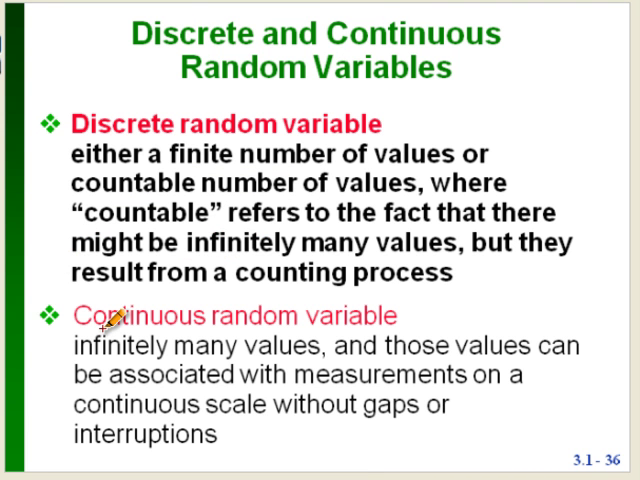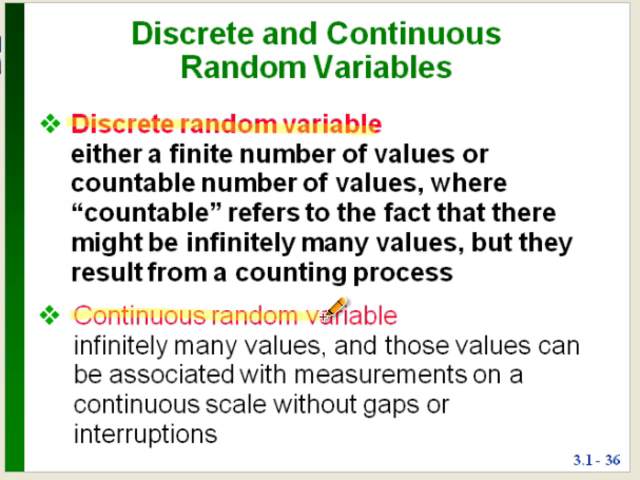Now when we talk about discrete and continuous random variables, discrete is what we're dealing with in this chapter. Discrete means that we have a finite number of values, that they're countable. In other words, we could look at them and count how many there were. Or at least we could start counting. We might have an infinite number of values, but it's something that we could start looking at the list and counting 1, 2, 3, 4, and so on.